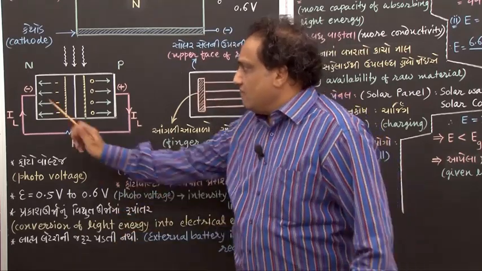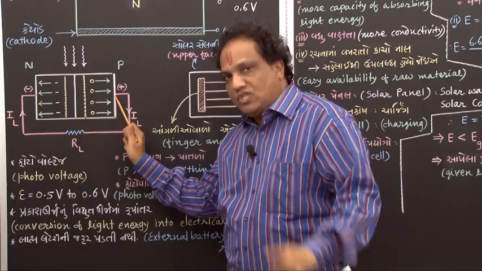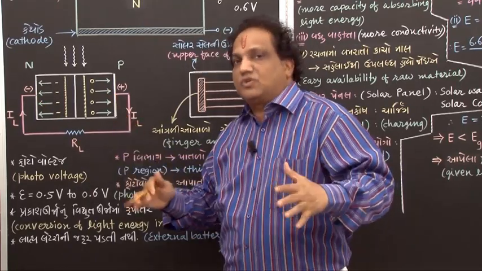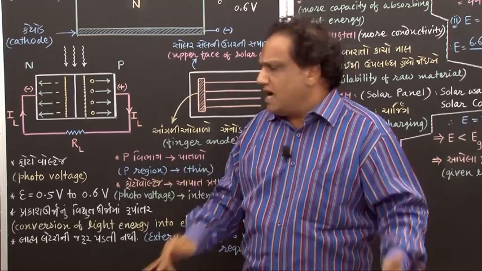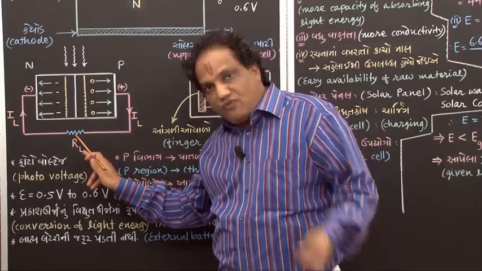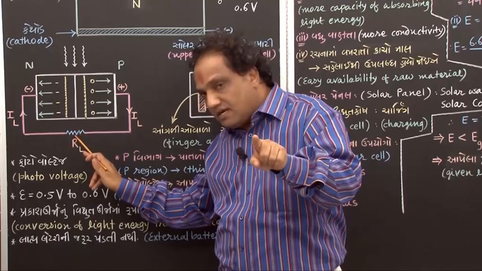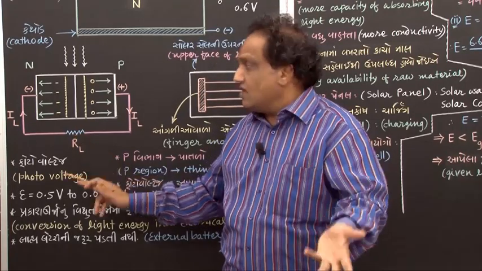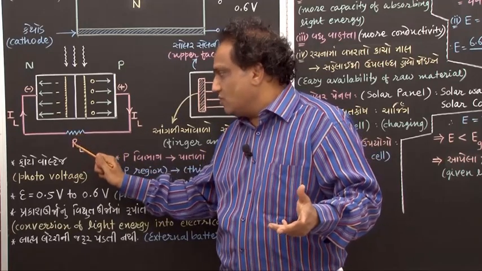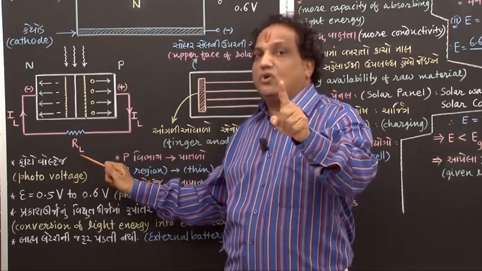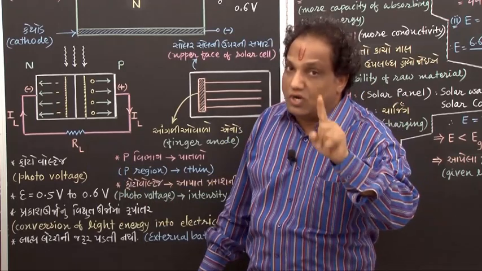Now tell me, once you have EMF here, you can use that EMF. Suppose I want to run some electric bulb using this EMF, then I should connect that bulb over here. Whichever component you are connecting here, it has got some resistance which is going to consume this electrical energy. That resistance I am showing by symbol RL. It is called load resistance.